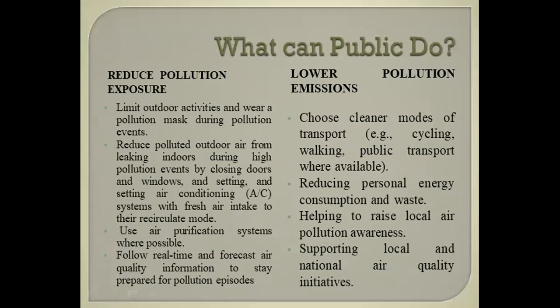What can the public do to control air pollution? Reduce pollution exposure, limit outdoor activities and wear pollution masks during pollution events. Reduce polluted outdoor air leaking indoors during high pollution events by closing doors and windows, setting the air conditioning system with fresh air intake to recirculate mode, and using air purification systems. Follow real-time and forecast air quality information to stay prepared for pollution episodes.